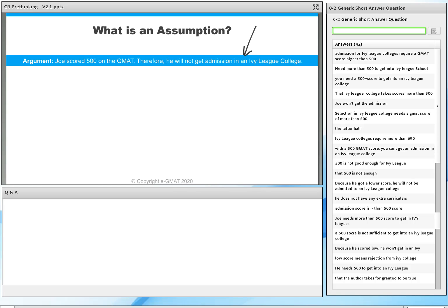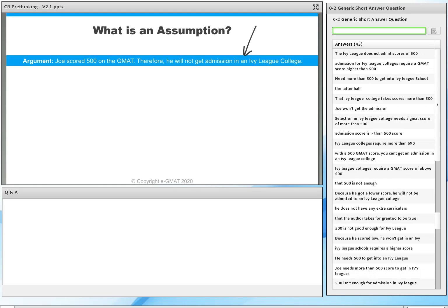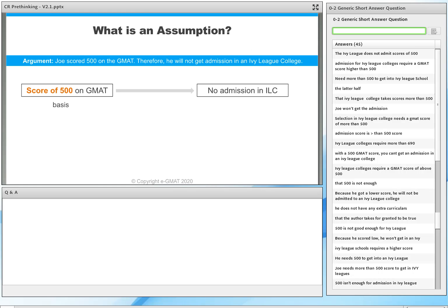The reason I have this simple argument is that it doesn't require, in your context, a lot of visualization. Why? Because you probably visualize this day in and day out. You think about Ivy League schools, you think about the GMAT score, so this visualization is automatic. And if you can visualize something, getting to an assumption is a very natural thing. So the real importance with regards to answering these questions is building that skill to visualize. Let's see what the author does here.